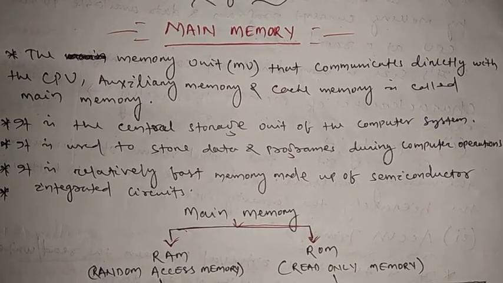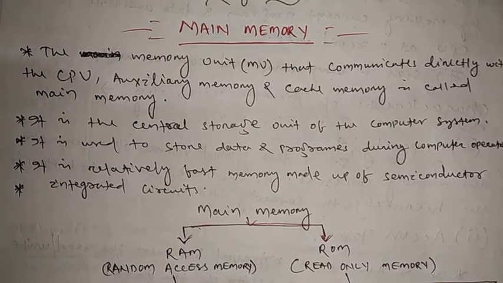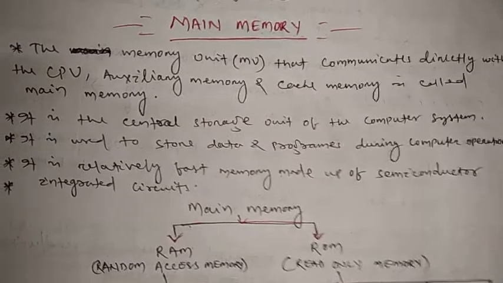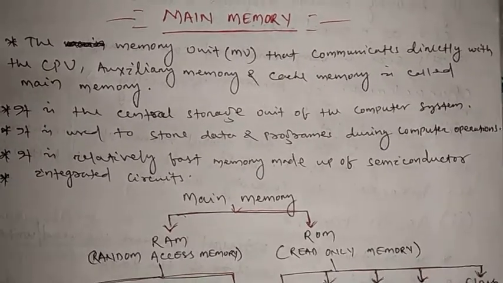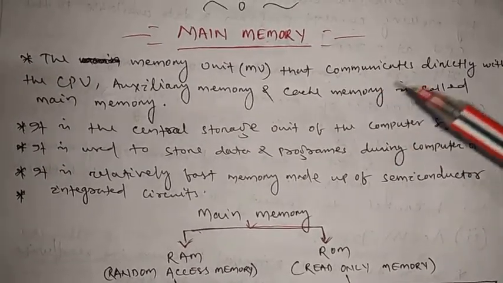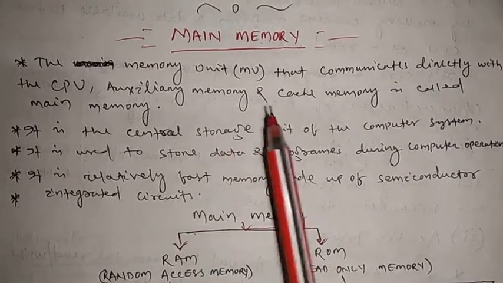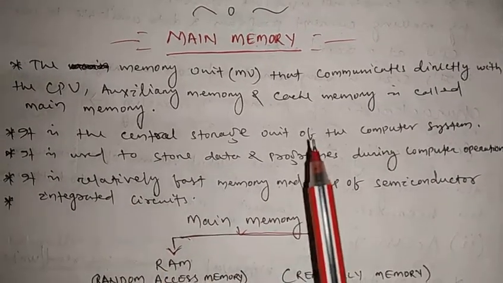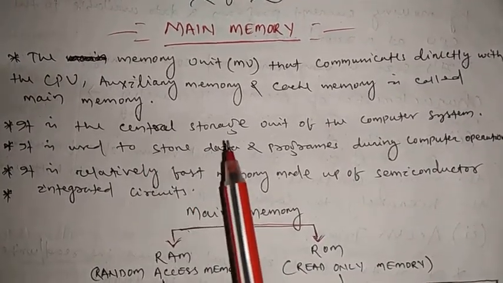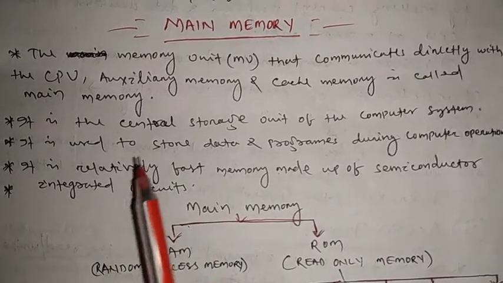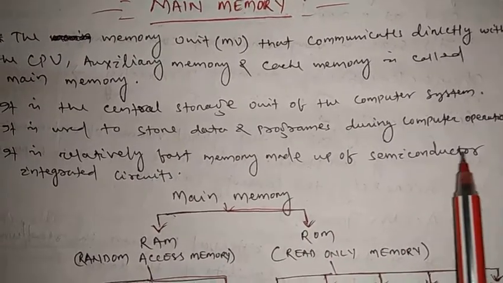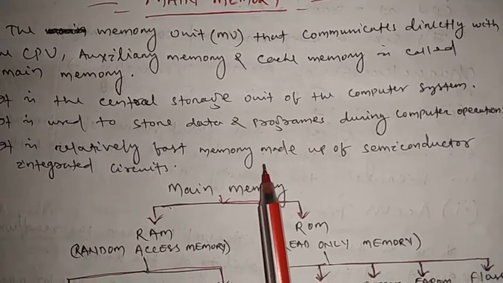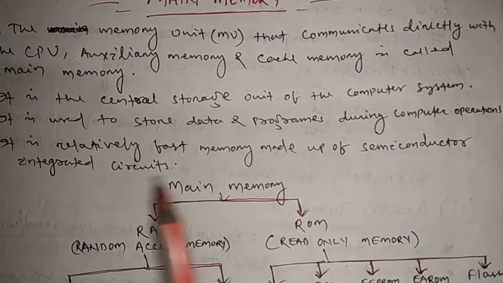Already in our last module we discussed main memory, secondary memory, etc. I am repeating this once again within a small time. What is main memory? The memory unit that communicates directly with the CPU. Auxiliary memory and cache memory are distinct from main memory, which is the central storage unit of the computer system. It is used to store data and programs during computer operations. It is a relatively fast memory made up of semiconductor integrated circuits.